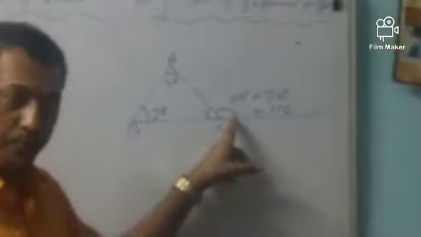Similarly, if you have to find the exterior angle, suppose this is the exterior angle and these two are given. We have learned just now that an exterior angle is the sum of the opposite interior angles. So to find this one, it is 40 degrees plus 70 degrees, which is 110 degrees. So we can find exterior angles also.